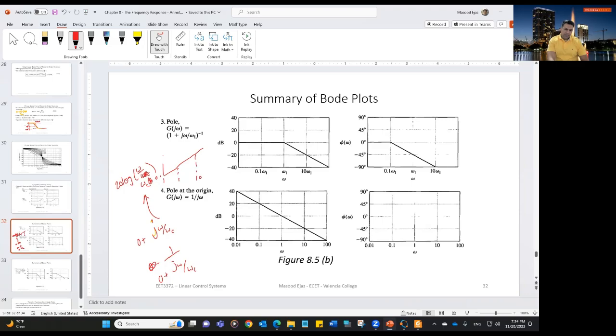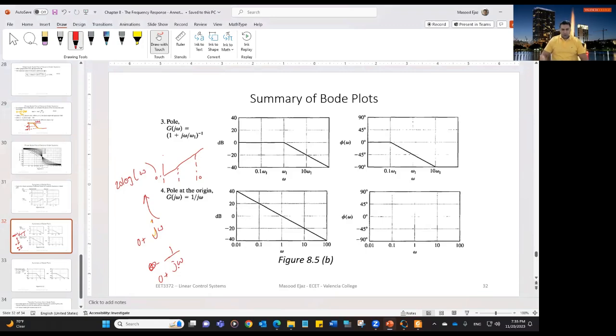And generally, it's j omega, actually. I'm showing j over omega c, but it's j omega, because if you have j omega over omega c, then 1 over omega c becomes the gain of this. So it's generally j omega. Let me write it down. J omega. Because if you put j omega over omega c, then 1 over omega c can simply become the gain of the system.